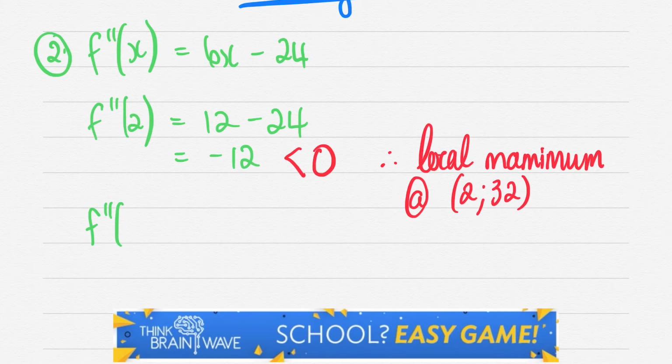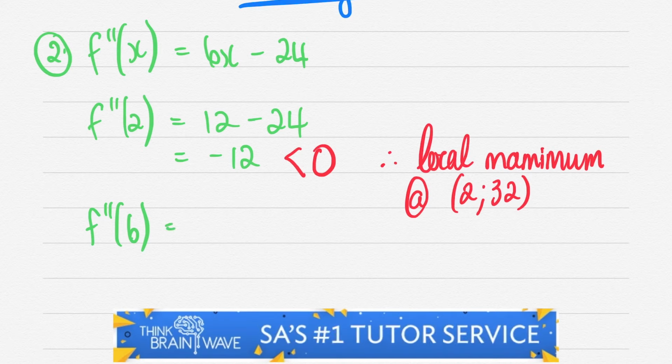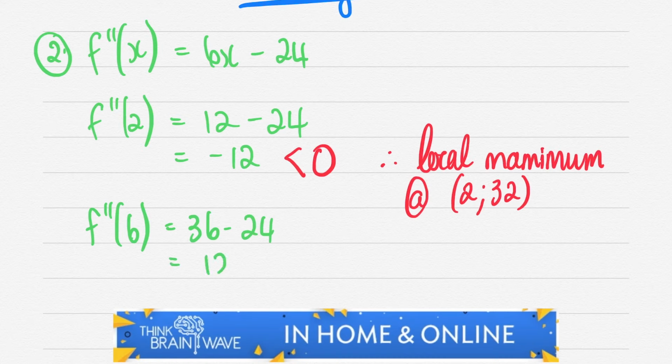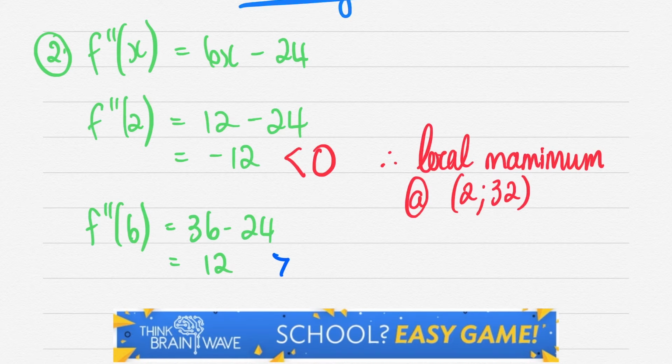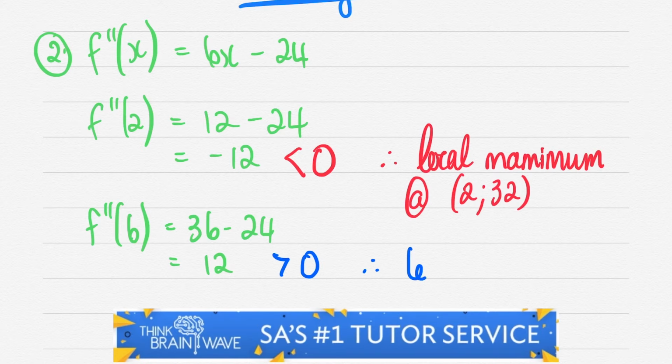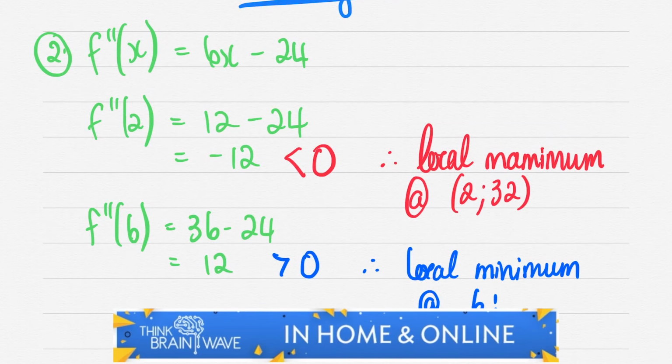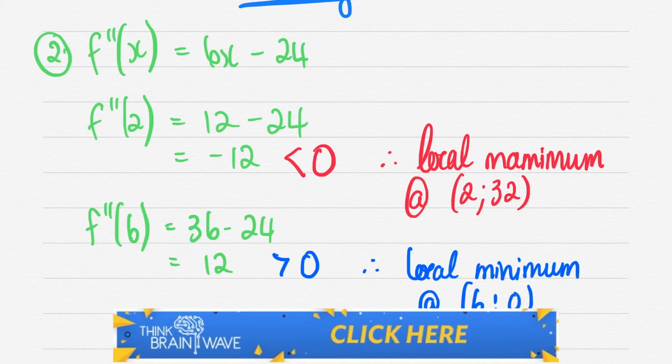Okay, let's move on. We do the second order derivative at the point 6. We see 6 times 6 is 36, minus 24, we get 12. This is positive, meaning it's greater than 0, and therefore a local minimum at the point (6, 0). Easy game.